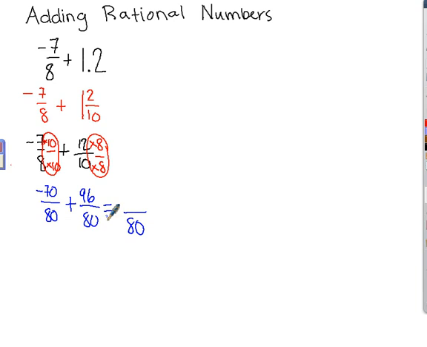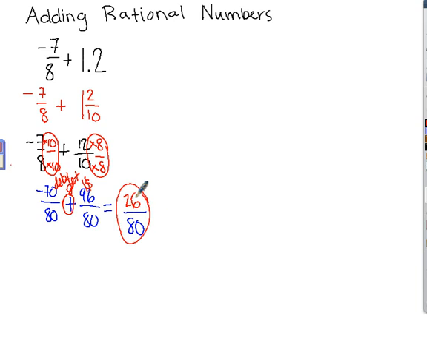Now, we are dealing with both positive and negative numbers. So when I see a negative number, again, I still think of it as debt. Since I already know my denominator is 80, I'm only going to look at my numerators. So I am $70 in debt, and then I'm adding, so I'm getting a positive, and positive means I'm getting money. So if I was $70 in debt, and I got $96, I would have $26 left over after paying off my debt. So my answer is 26.